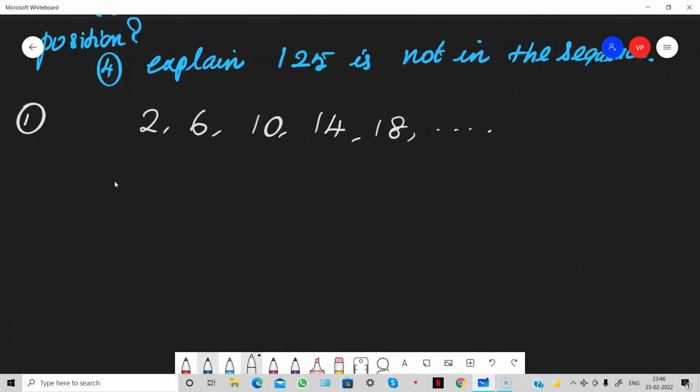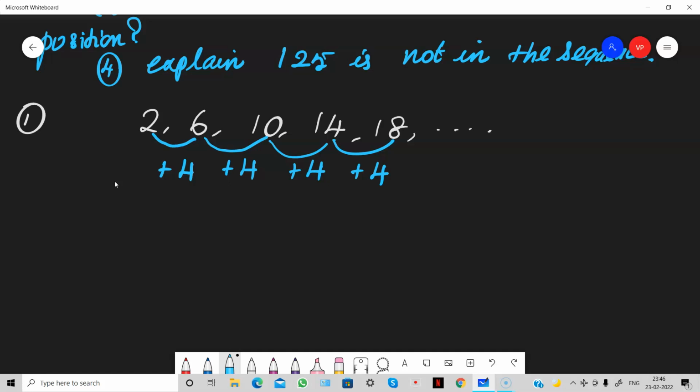See what they are doing here: from term to term, some number is being added. What number is being added here? Can you guess that? That number is 4. So when you add 2 plus 4, we get 6, and 6 plus 4 we get 10, and 10 plus 4 is 14, and again plus 4 it is 18, and so on. So plus 4 is the common difference. They are adding this 4 again and again.